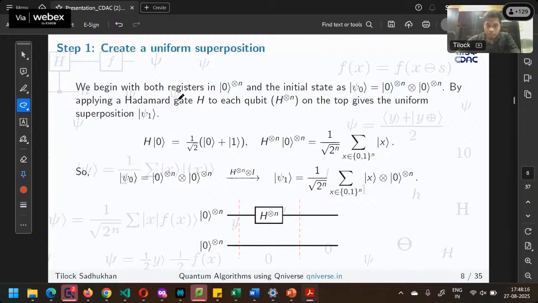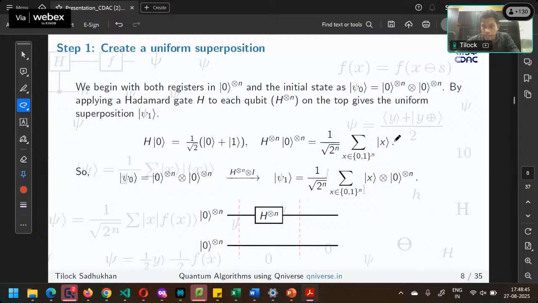So if we generalize this concept, applying the Hadamard gate on a state creates an equal superposition of all the possible states. That state has to be a zero state, of course. So by applying the Hadamard gate H to the top register, we are basically creating an equal superposition of all the possible states. We started off with a zero state, and then by applying the Hadamard gate, we are creating the equal superposition of all the states.